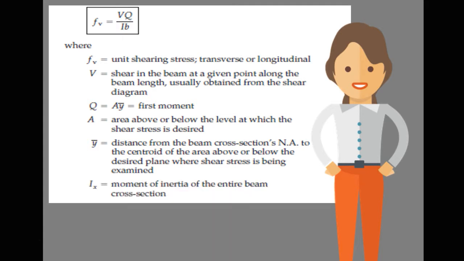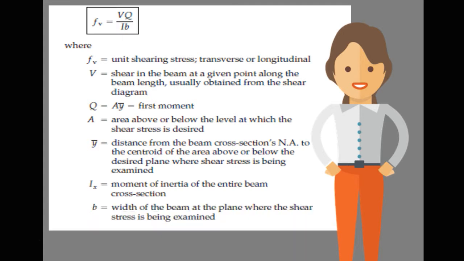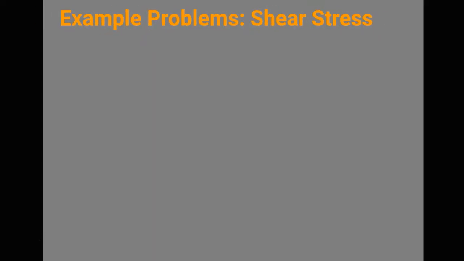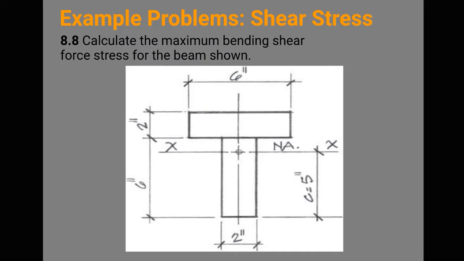Ix is the moment of inertia of the entire beam cross section. B is the width of the beam at the plane where the shear stress is being examined. Example problem 8.8: Calculate the maximum bending and shear stress for the beam shown.